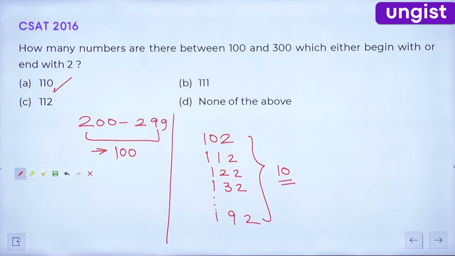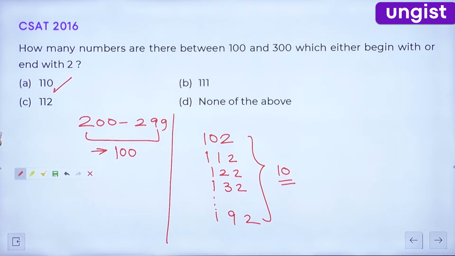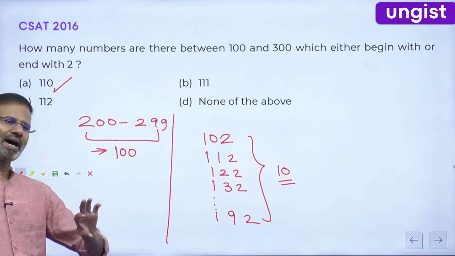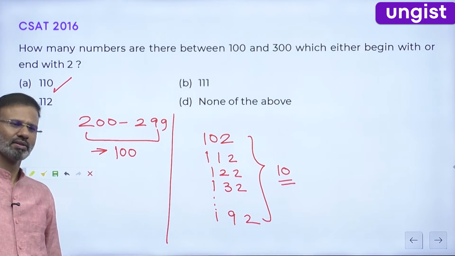Done? Friends, any doubt? But between 200 to 299, there are numbers that will end with 2. So we will not count them separately. So either it is counted here or it is counted there. They will be counted in the 100 only.